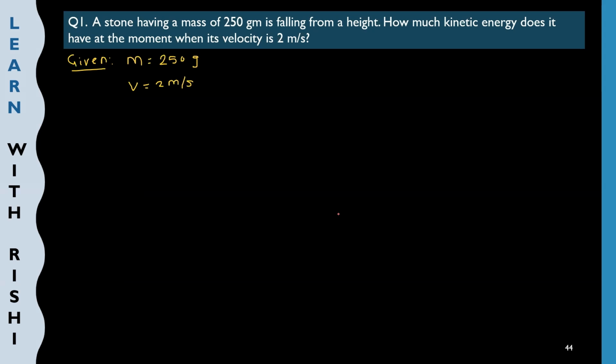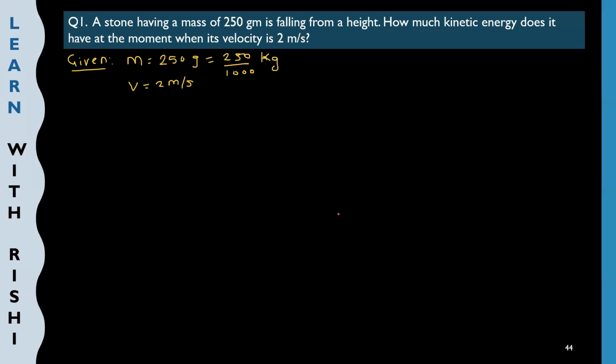Now, if you observe here, mass is given in grams and velocity is given in meter per second. Meter per second is an SI unit, but gram is a CGS unit. So we need to convert gram into SI unit. What is the conversion here? 1 kilogram is nothing but 1000 grams. So we need to find x kilogram equal to 250 grams. So that x will be nothing but equal to 250 divided by 1000, cross multiplication, right? So our mass will be equal to 250 divided by 1000 kilograms.